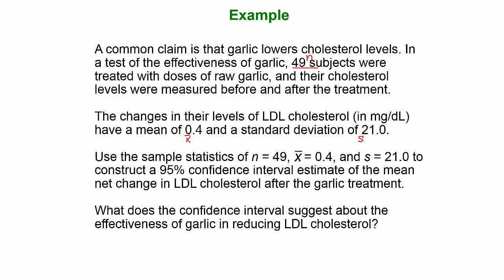Use the sample statistics of n equals 49, x-bar equals 0.4, and s equals 21.0 to construct a 95% confidence interval estimate of the mean net change in LDL cholesterol after the garlic treatment. What does the confidence interval suggest about the effectiveness of garlic in reducing LDL cholesterol? For this 95% confidence interval, we have to be careful here because we are not using the critical value z that we used when setting up a confidence interval for a population proportion p. That goes with the p. Here I have to use t sub alpha over 2.